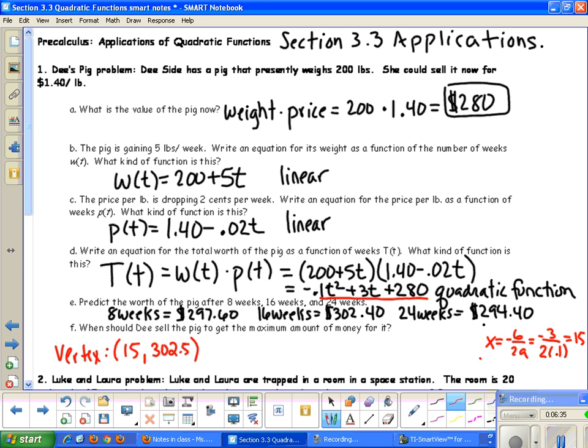So that means in order for D to get the maximum amount of money for it, she must sell it at 15 weeks. So D must sell the pig at 15 weeks to get the maximum profit.